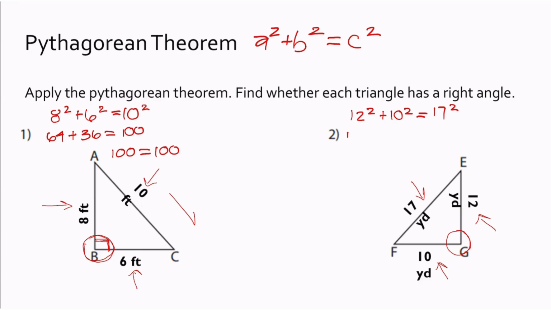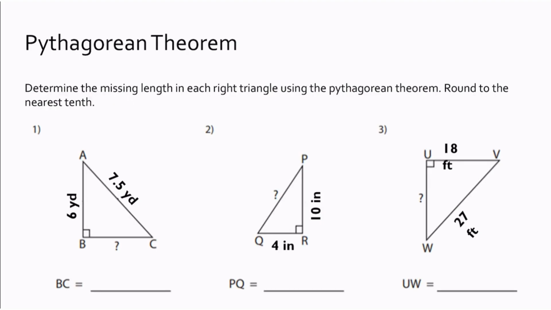Well, 12 squared is 144, and 10 squared is 100, and 17 squared is 289. 144 plus 100 is 244. 244 does not equal 289, which means this is not a right angle.